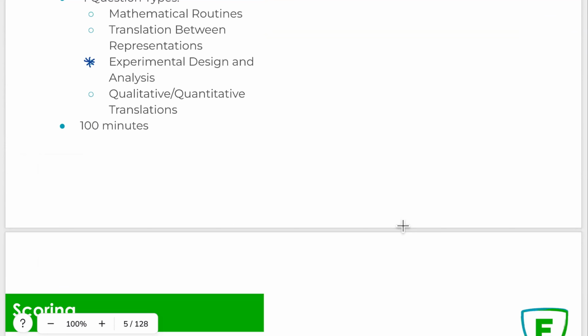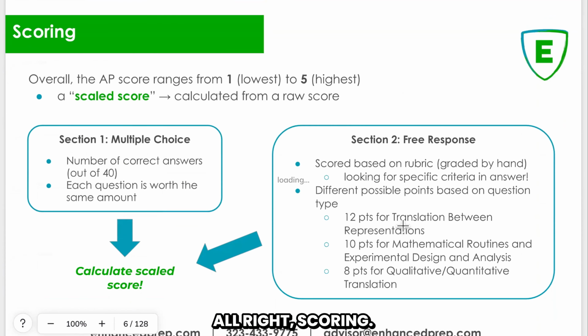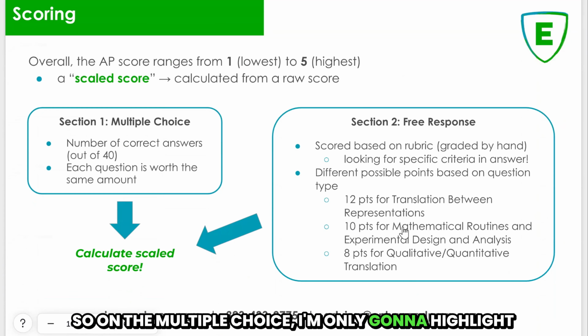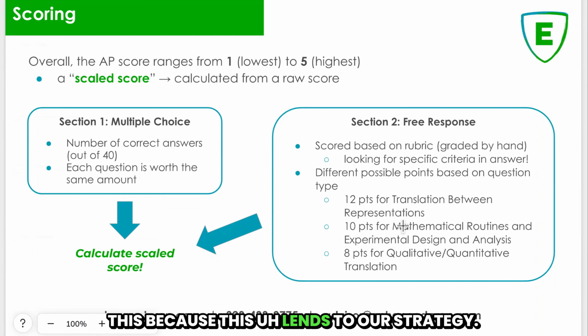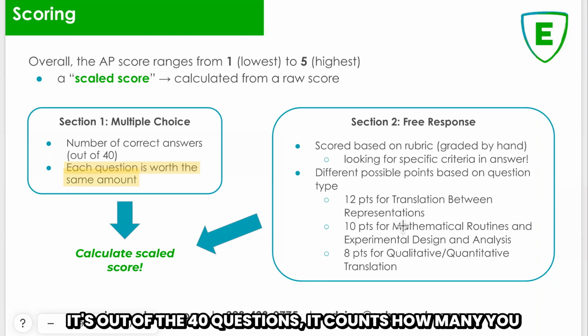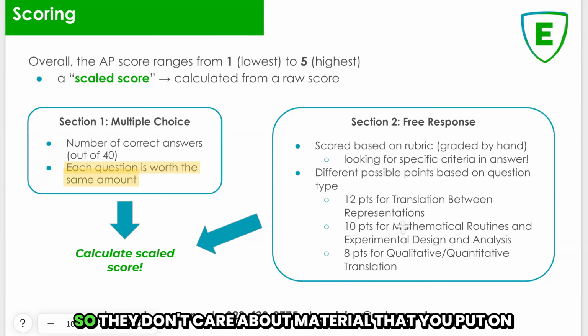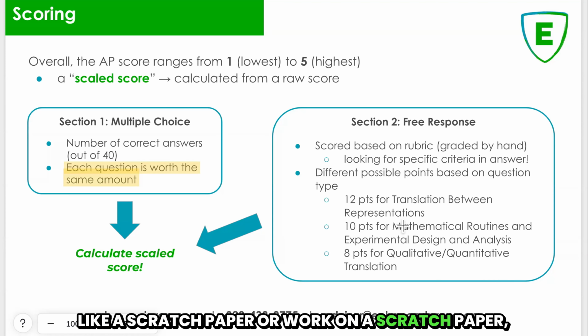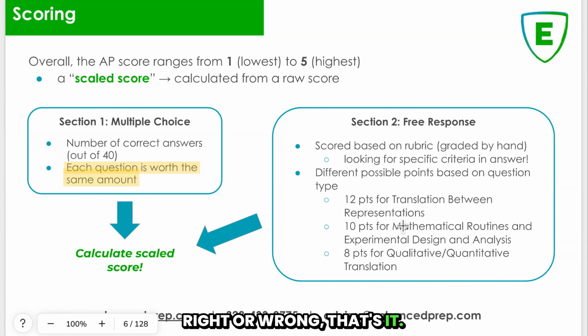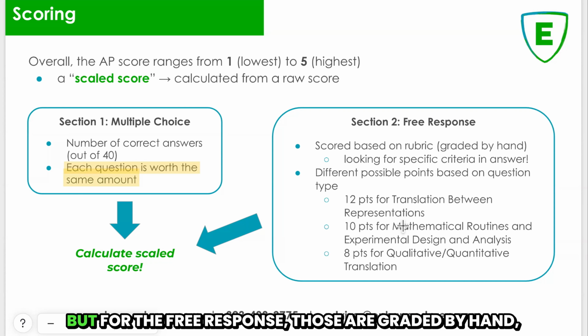Okay. All right. Scoring. So on the multiple choice, I'm only going to highlight this because this lends to our strategy. Out of the 40 questions, it counts how many you get correct. And note here that each question is worth the same amount. Okay. So they don't care about material that you put on scratch paper, right or wrong. That's it. Every question's the same.